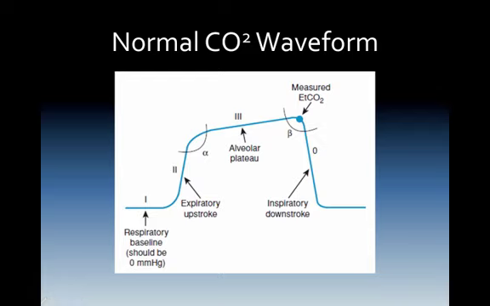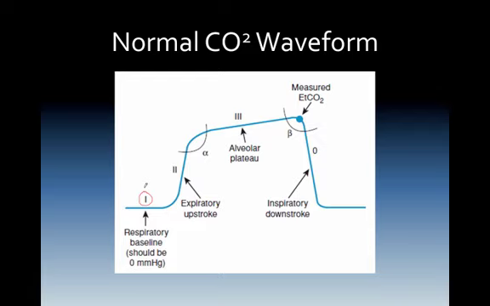Now, we have various spots in this. This first one here, or phase 1, is respiratory baseline. It represents the beginning of exhalation of CO2-free gas that is contained in dead space from the conduction of the airways, and that would be the trachea and the bronchi. This value normally is 0, so this is where our respiratory baseline should be, and we should see no CO2.